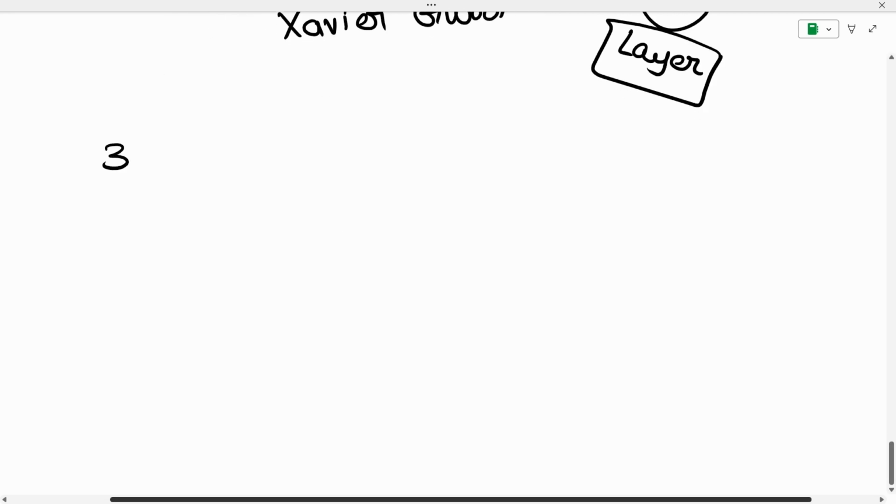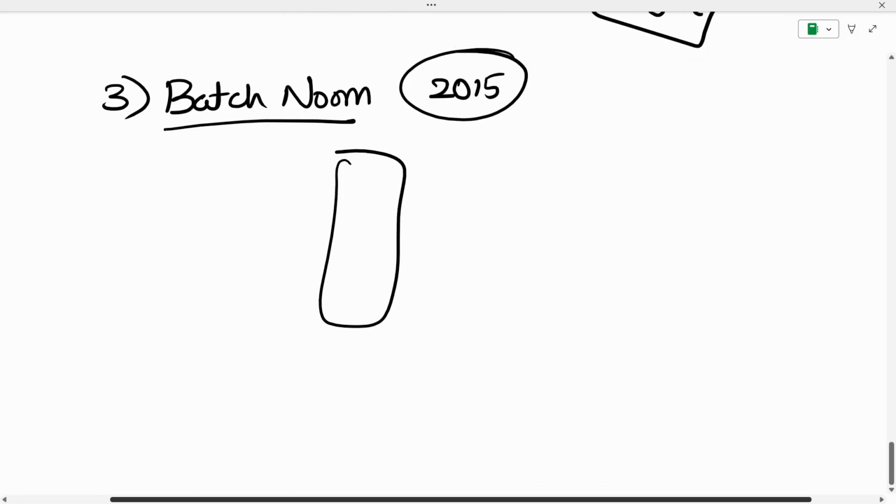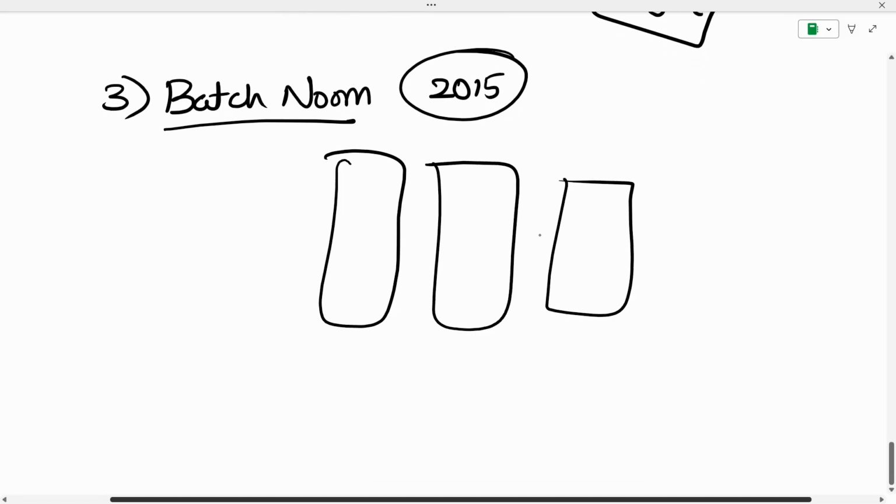Now, the third solution is batch normalization. This solution came up in 2015. Whenever you're doing backpropagation across multiple layers in a neural network, you would try to set them in a healthier range.